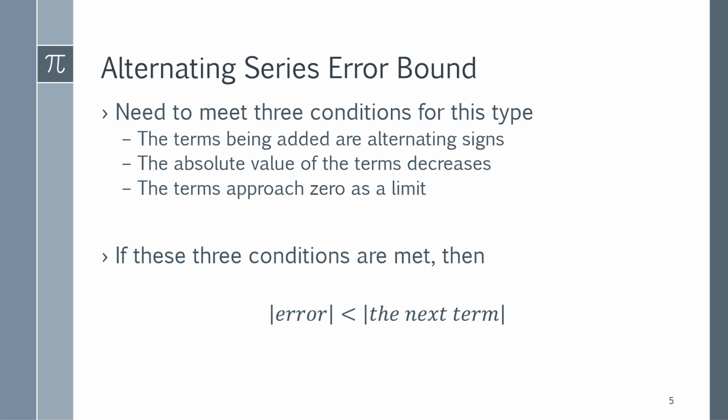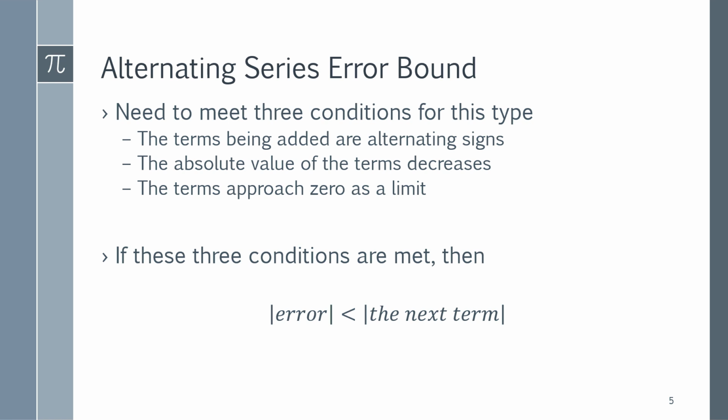So the next type of error that we're going to discuss is what's called the alternating series error bound. This is actually a special case of the next error type, the Lagrange remainder. But it is sometimes asked about by name on the AP exam, so I am treating it a little bit separately.